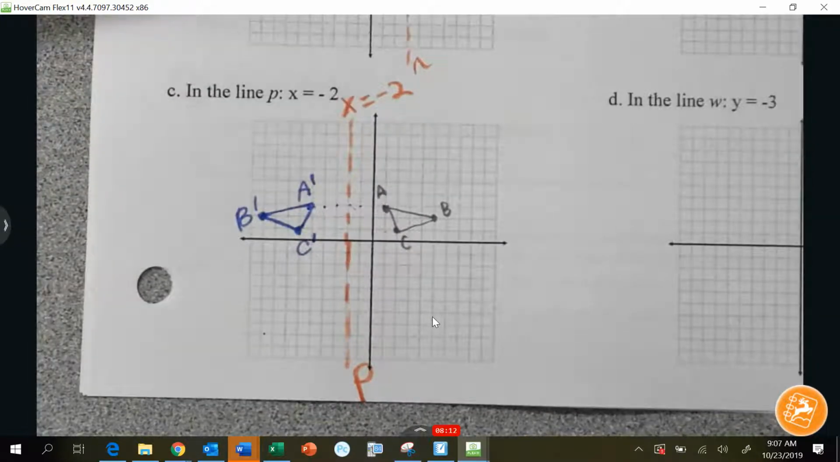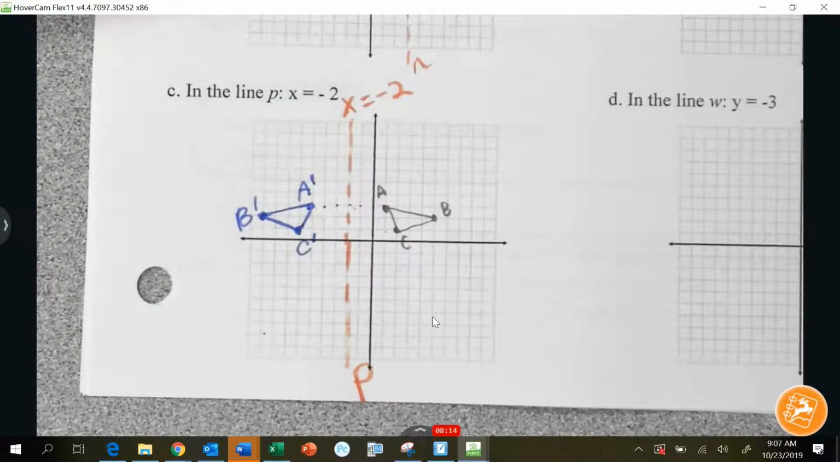Does somebody have questions about this? Are these rigid motions? What does rigid motion mean? We went over it today. Are these rigid motions? What is a rigid motion?